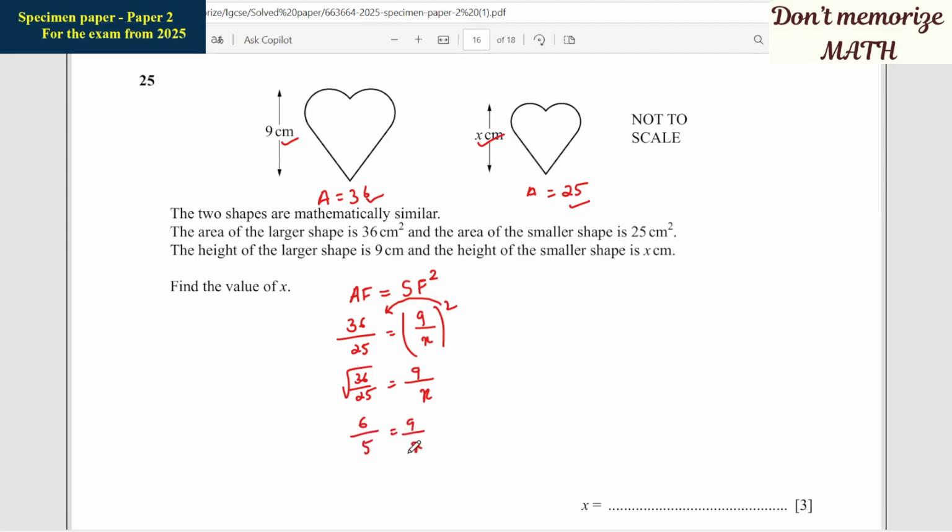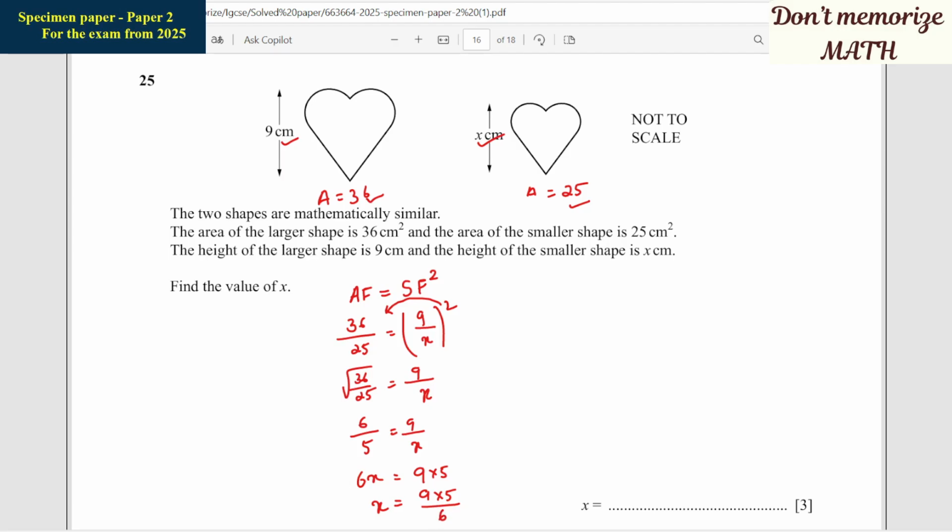Cross multiply them, so you will get 6x is equal to 9 times 5, or 45. So x is equal to 9 times 5 over 6. So 9 times 5 over 6, 9 times 5 is 45, 45 over 6. What is 45 over 6?